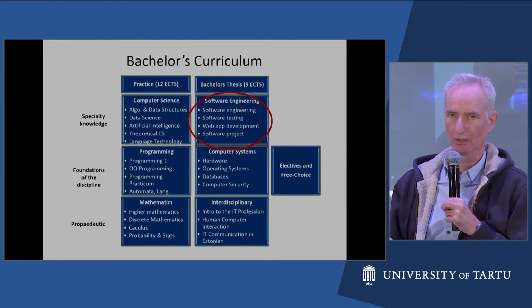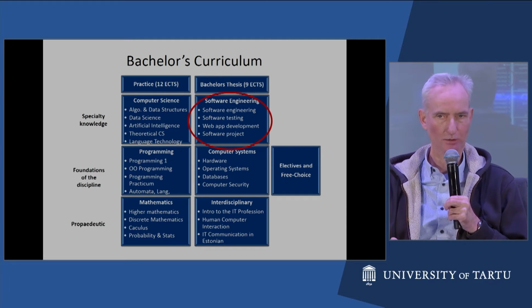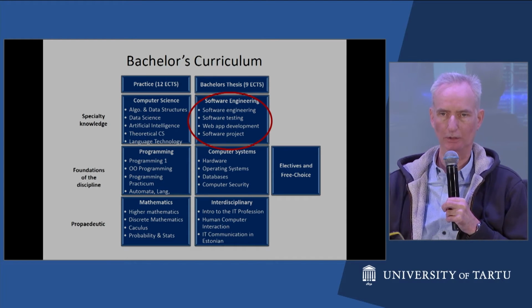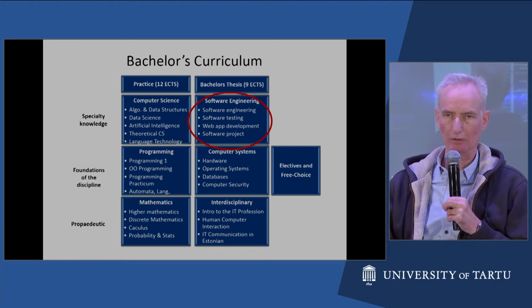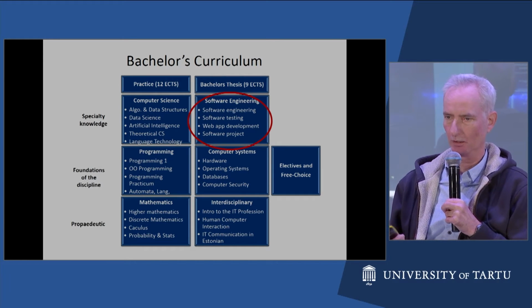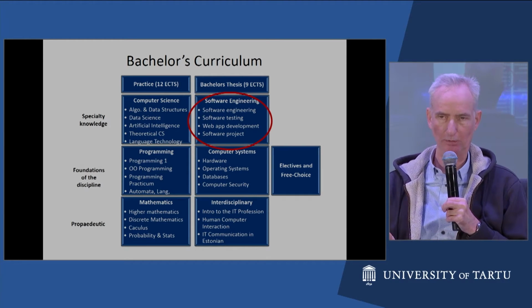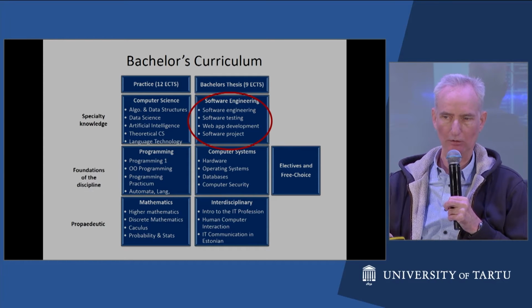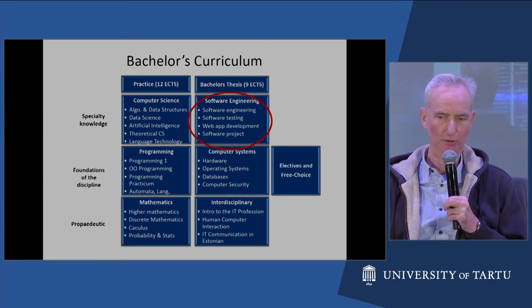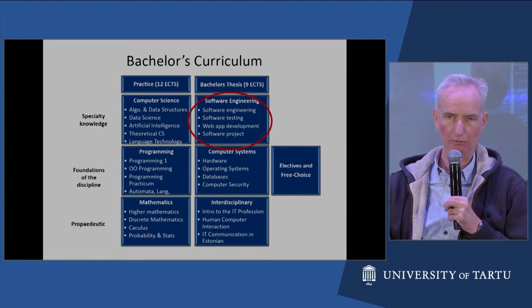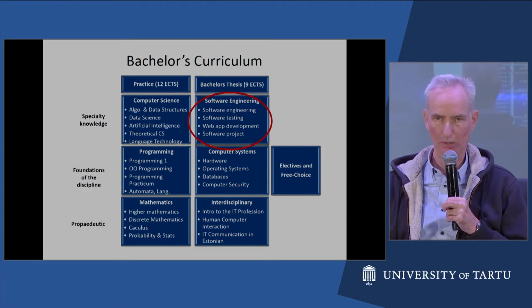What you see here on the slide is courses on software engineering, software testing, web app development, software project course, and a capstone project course. These are courses that we expect from all students who apply to the master's program, that they have had more or less similar courses in their bachelor programs. Because the whole curriculum of the software engineering program is rather technical, we expect that you already have a solid basis.